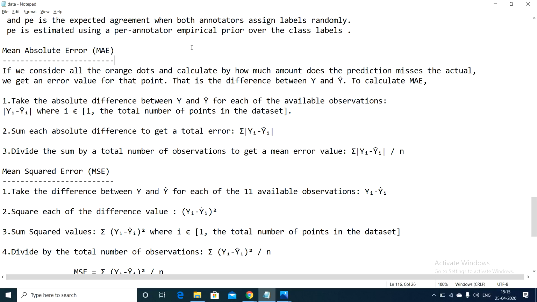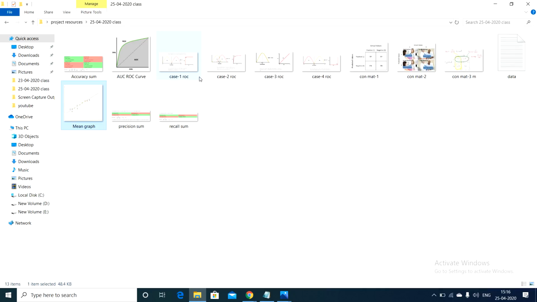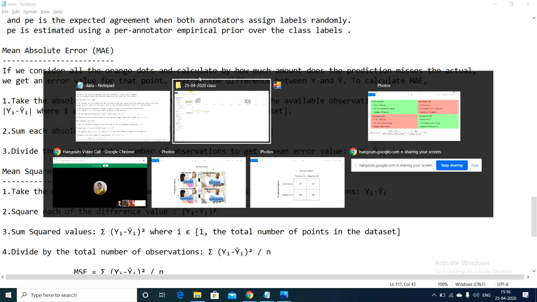So if we consider all the orange points, we calculate how much the predicted value misses the actual value. The error is the value for that point, the difference between y and y hat. So see here, y cap or y bar.